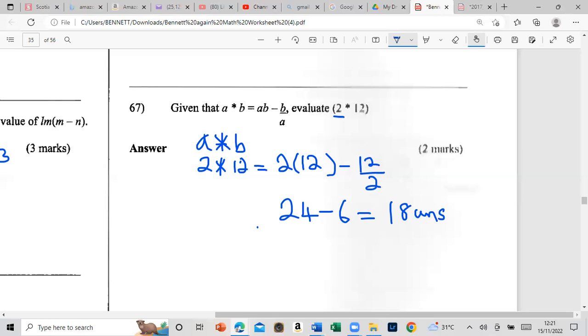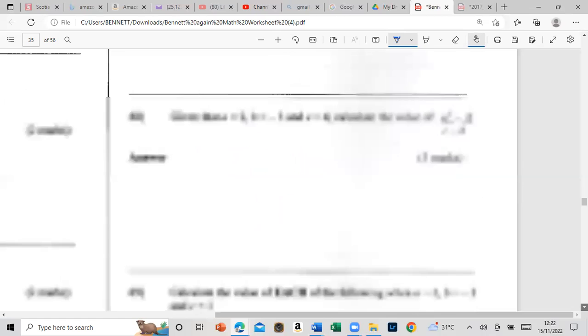Alright, so we're going to move down to the next one. Don't watch the numbers, guys. It's a book I'm taking it from. Alright, so let's proceed to the next one.